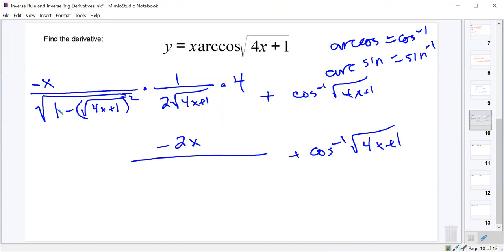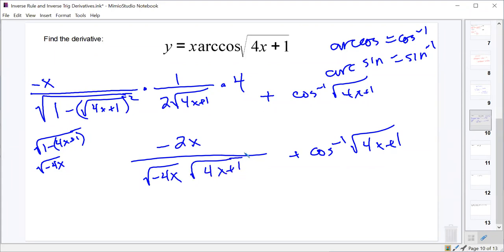and here we've got 1 minus root 4x plus 1 squared. So that root 4x plus 1 squared just becomes a 4x plus 1. So this is root 1 minus 4x plus 1 inside parentheses. So 1 minus 4x becomes a negative 4x, and the minus 1 will cancel out with the other one. So this just becomes the square root of negative 4x. And here we've got the square root of 4x plus 1. Everybody good with that so far?